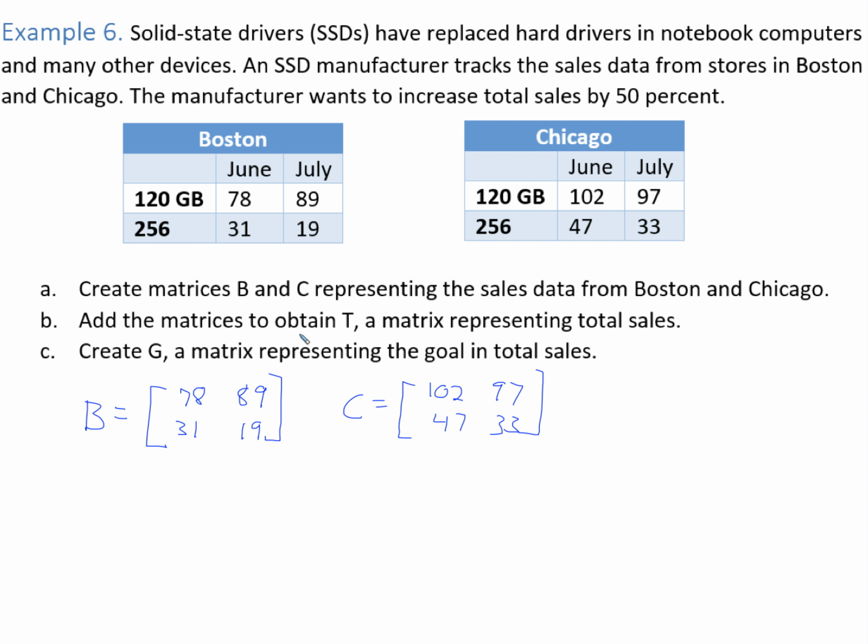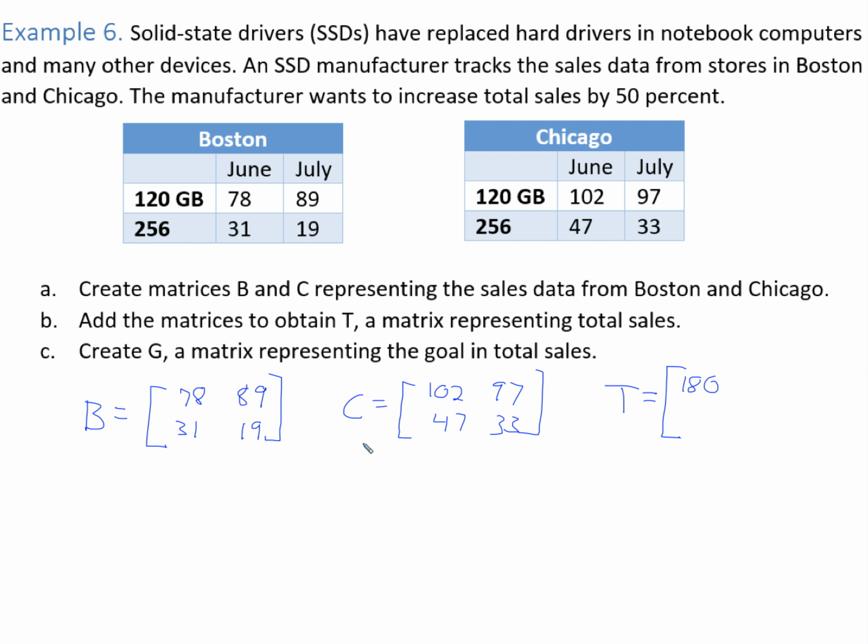Add the matrices to obtain T, a matrix representing total sales. Well, we're going to add these together. Could probably do this just thinking about across here. So this is a company, they want to know their total sales altogether. So we'll do 78 plus 102. So it says add them, which gives us 180.